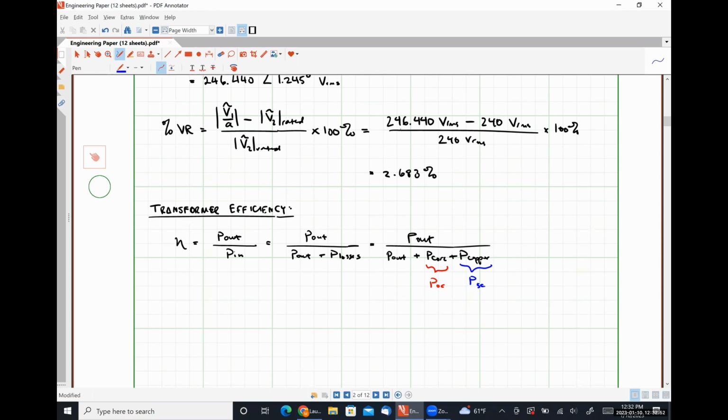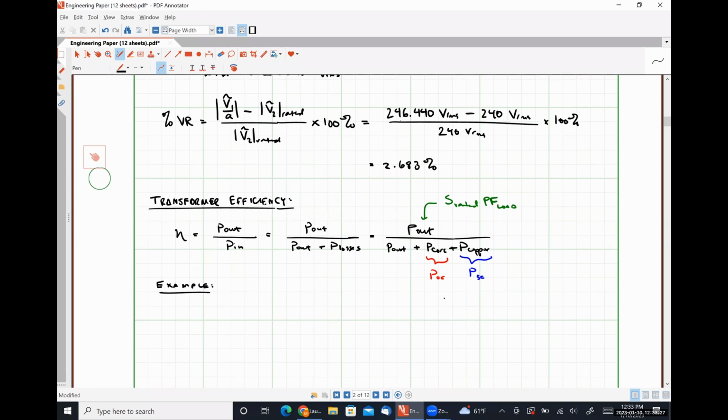So the only thing that we need to figure out how to determine is our output power. Our output power is just going to be our rated apparent power multiplied by the power factor at which the load operates. That's it. So if we wanted to determine the efficiency of the transformer from the previous example.